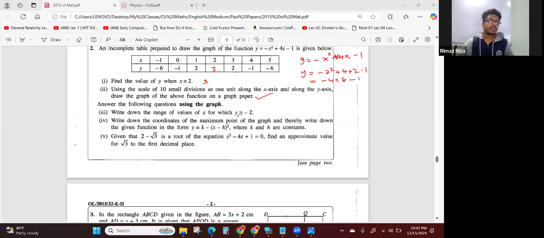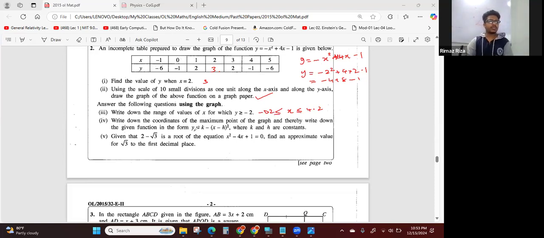Write down the range of values of x for which y is greater than or equal to minus 2. So you consider the graph. In that graph, you have to find in which range the function is greater than or equal to minus 2. Okay, so it is x is less than or equal to 4.2 and greater than or equal to minus 0.2. You look at the graph and write it, that's all.